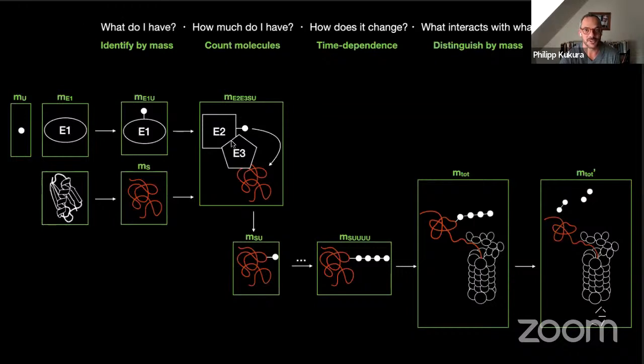You can tell the difference between different species because you measure mass. You know how much you have because you count particles. You can do the experiment dynamically, so you get information on change. And because you can identify peaks that are combinations of different species, you know what interacts with what. And those are really the key questions that people have to answer in order to understand biomolecular mechanisms.